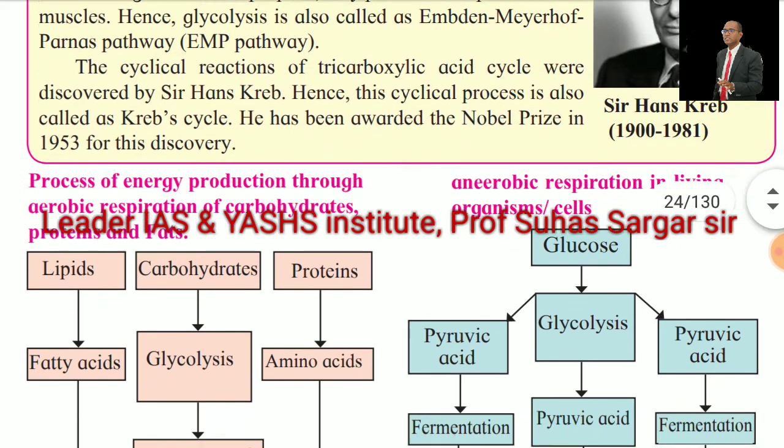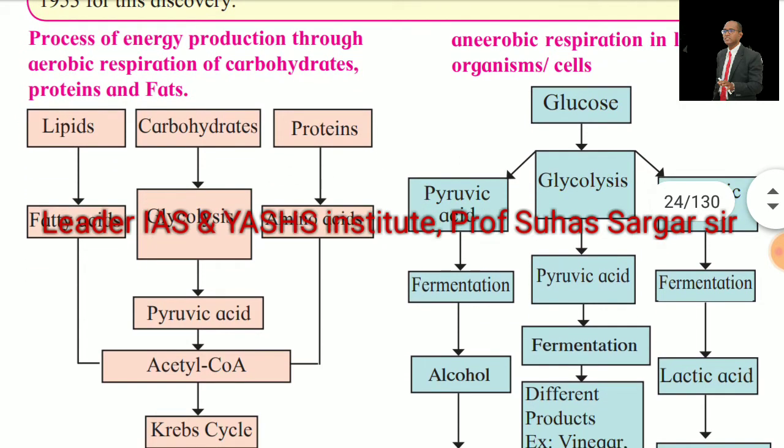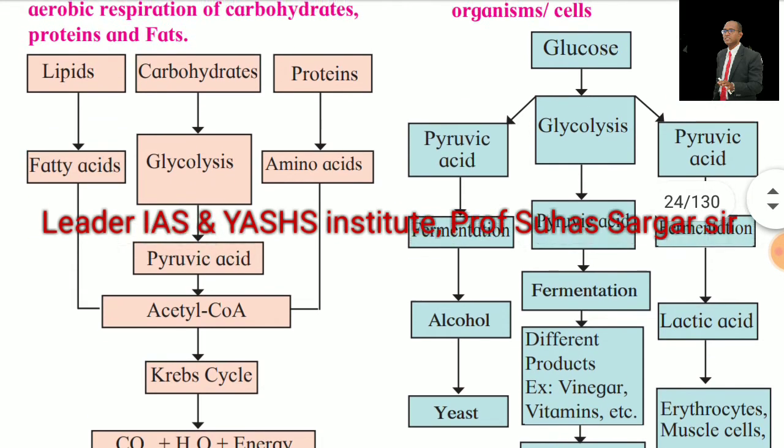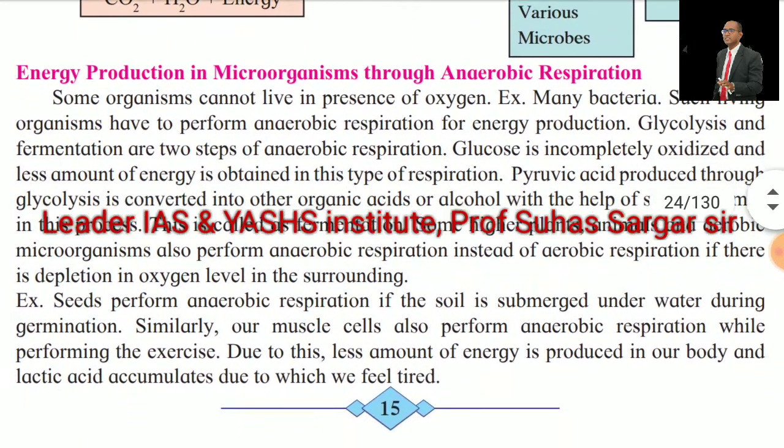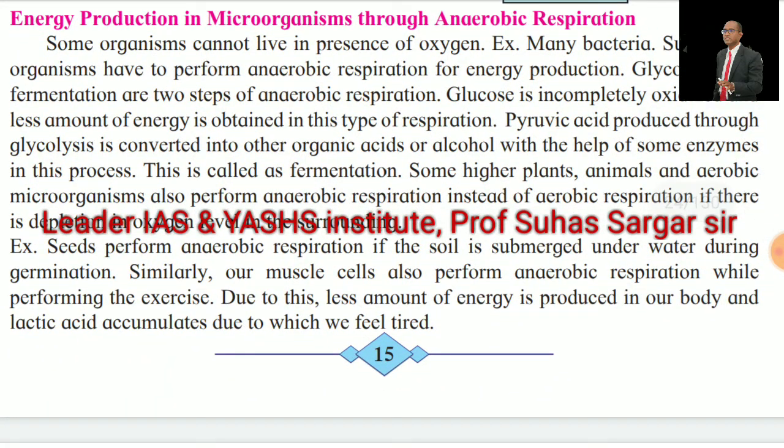The process of energy production through aerobic respiration of carbohydrate, protein and fat, see in the pictures. Also, anaerobic respiration in living organisms or cells, see it in the pictures. Some organisms cannot live in the presence of oxygen, for example many bacteria. Such living organisms have to perform anaerobic respiration for energy production. Glycolysis and fermentation are the two steps of anaerobic respiration. Glucose is incompletely oxidized and a lesser amount of energy is obtained in this type of respiration. Pyruvic acid produced through glycolysis is converted into other organic acid or alcohol with the help of some enzymes in this process. This is called fermentation.